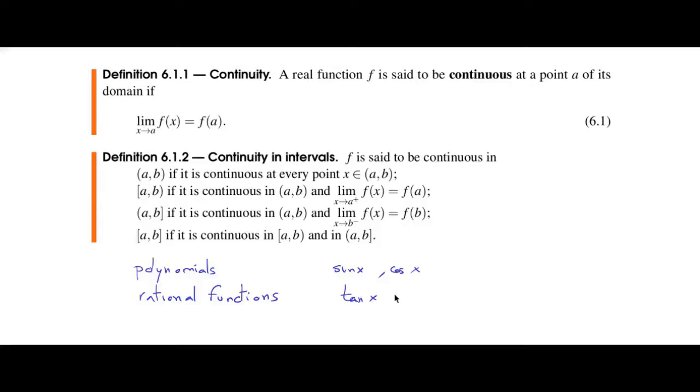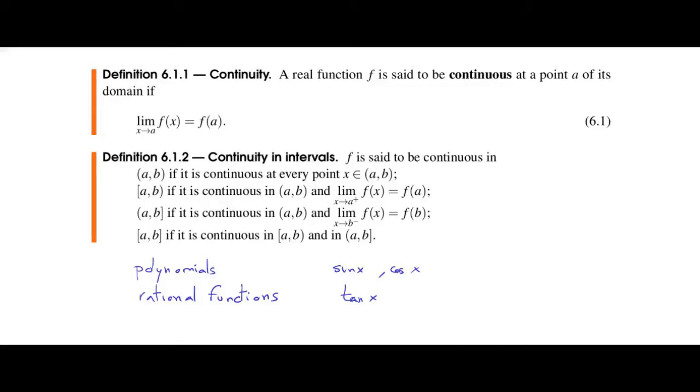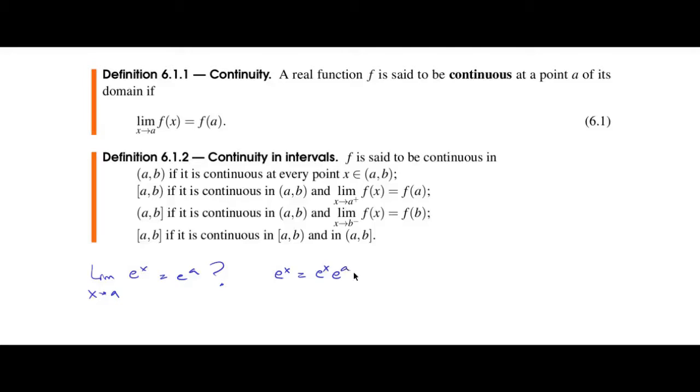The same goes for the cotangent. Okay, so let's see a proof of the continuity of some other functions. Let's show that the exponential e to the x is a continuous function. In order to do that, we have to prove that the limit when x goes to a of e to the x is e to the a. Is this true? Well, we can always write e to the x as e to the x times e to the a times e to the minus a, or in other words, e to the a times e to the x minus a.